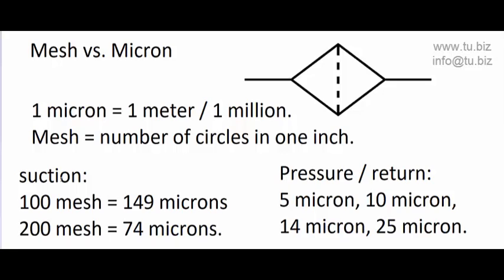While on the pressure and return, and even a kidney loop unit, you can actually get the filtration levels that you need in the hydraulic system. So that's the difference between a micron and a mesh filter.